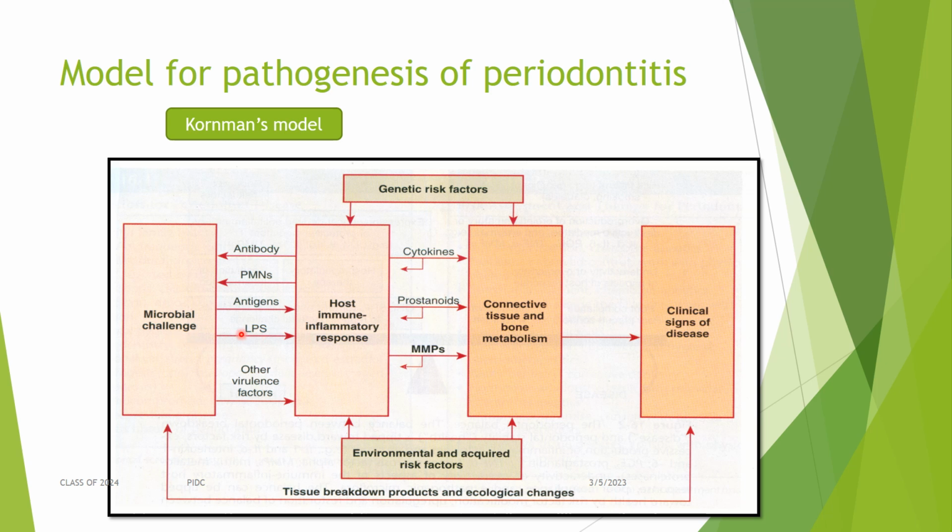This is not the only mechanism which is taking place. It has also been reinforced that there could be certain genetic risk factors which play a role in the response which the host gives, or how the tissue changes take place in the body. Apart from that, there are some environmental and acquired risk factors also, such as smoking and diabetes. All of these tend to influence the host response as well as the connective tissue changes. So at last, because of all these factors, you see the clinical signs of disease which are present.